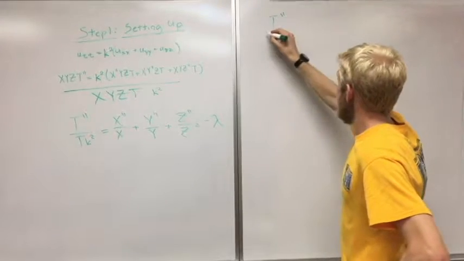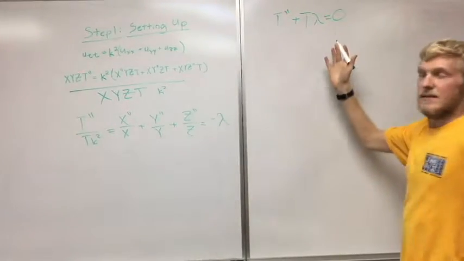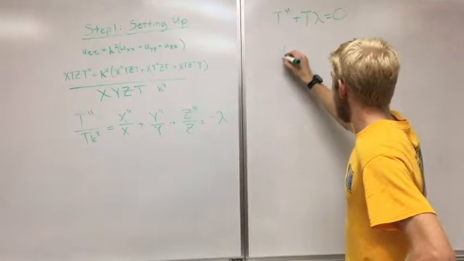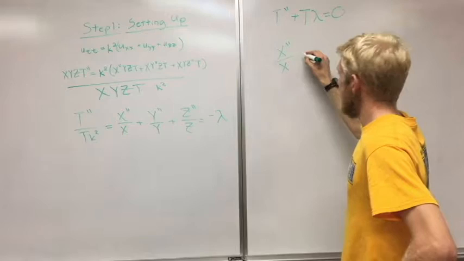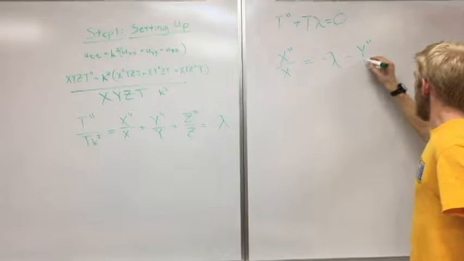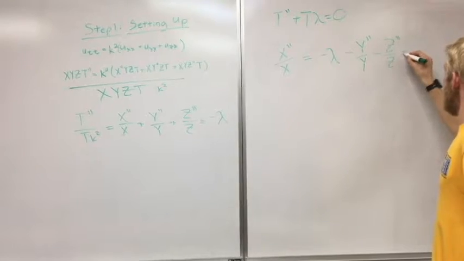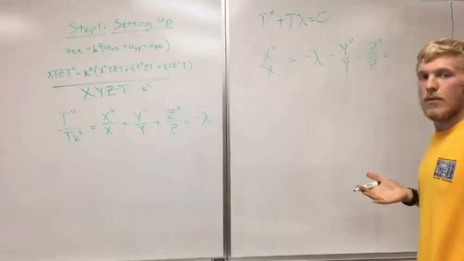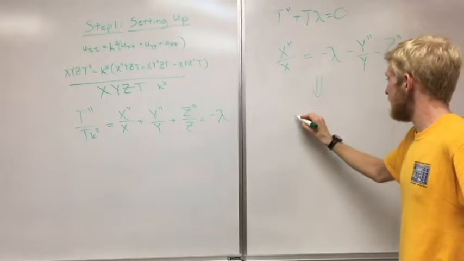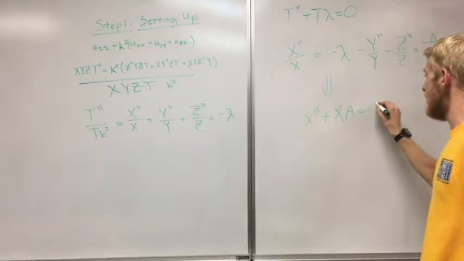The first of which is just T' plus T lambda equals 0. Then, looking at this equation here, we can see that X'' over X is equal to negative lambda minus Y'' over Y minus Z'' over Z, which is again some constant that we'll just call negative a. This can then be rewritten as X'' plus X a equals 0.